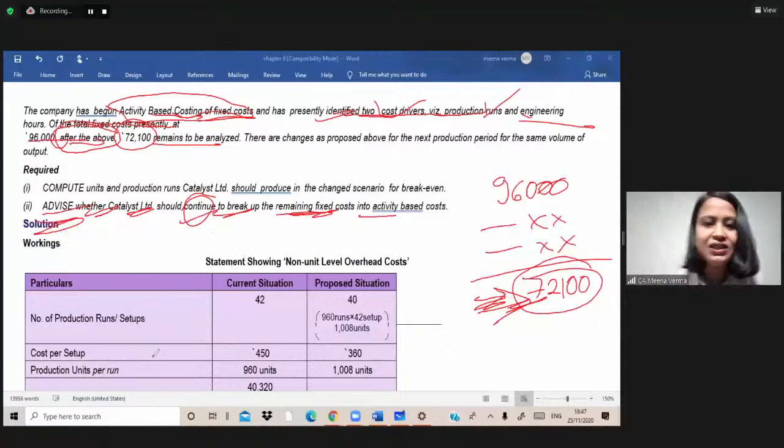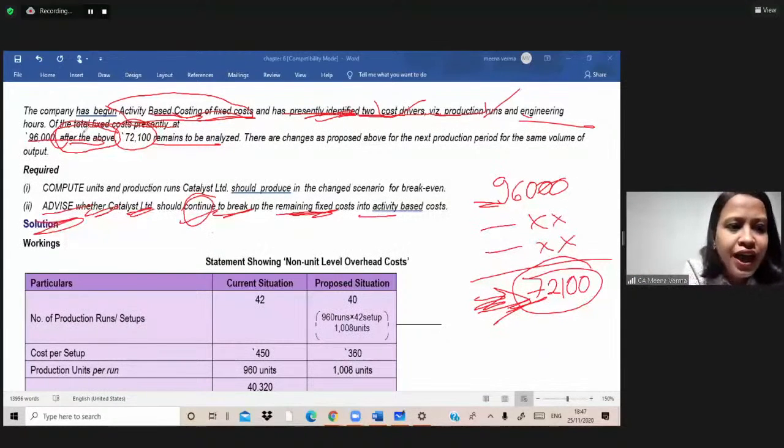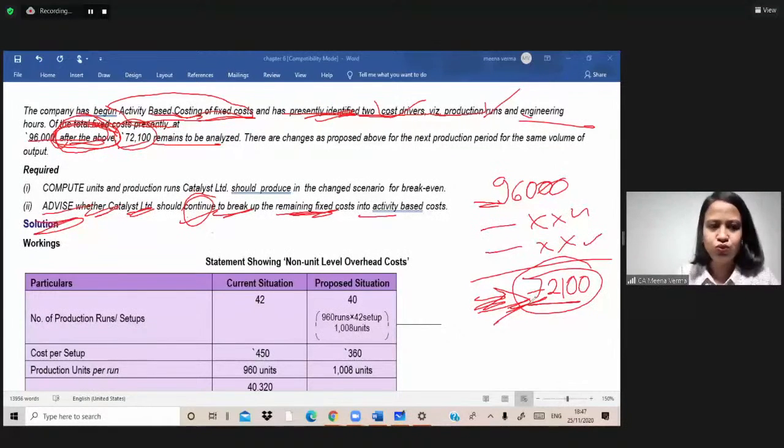I hope, Neil, it is clear to you. It is clearly mentioned that the total fixed cost is this, and the company has presently identified two cost drivers. After considering these two cost drivers, you will be left with this value, which needs to be further analyzed. I hope you got this point.